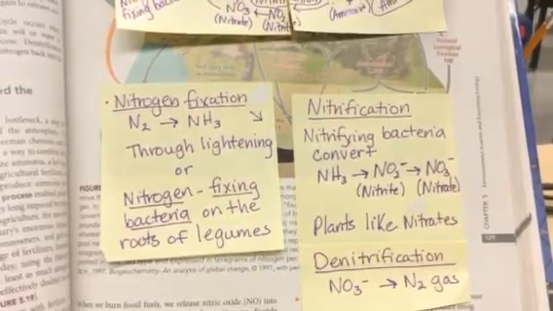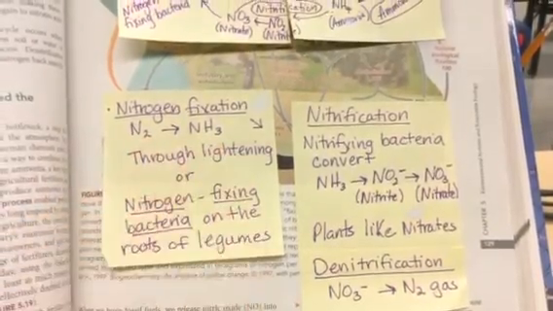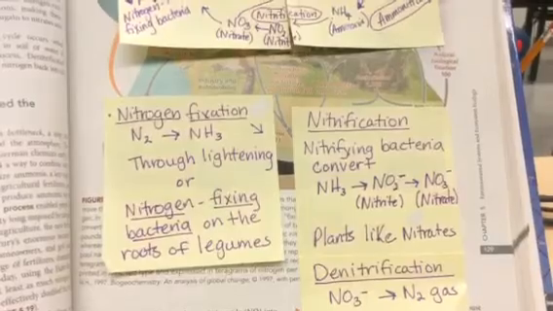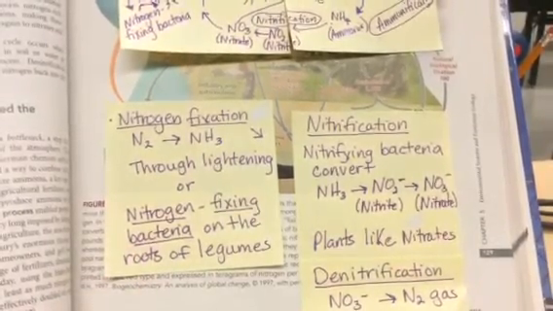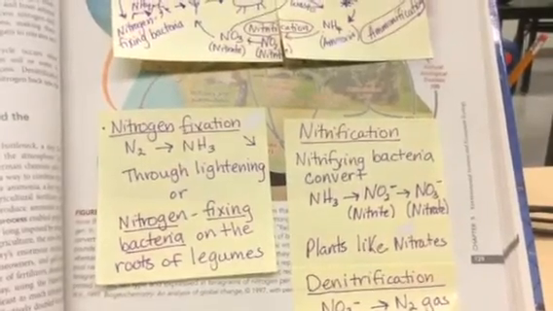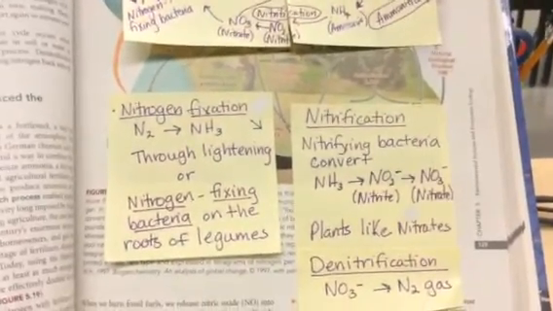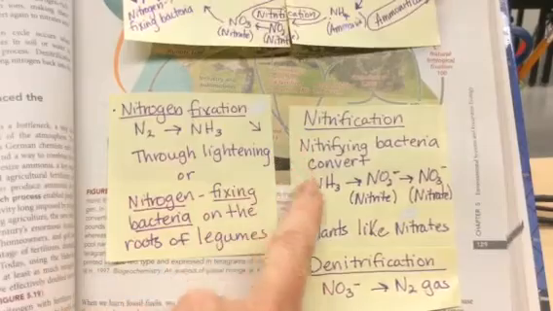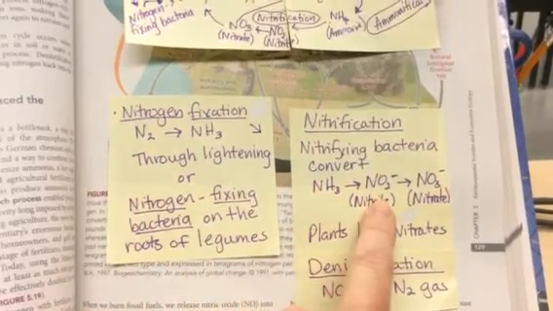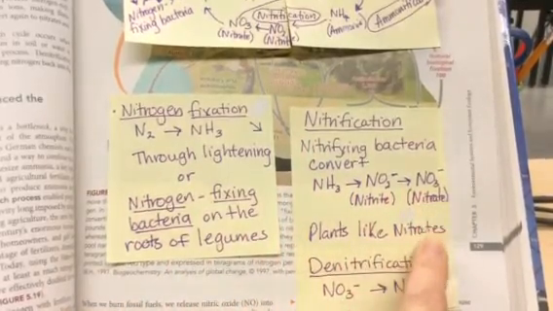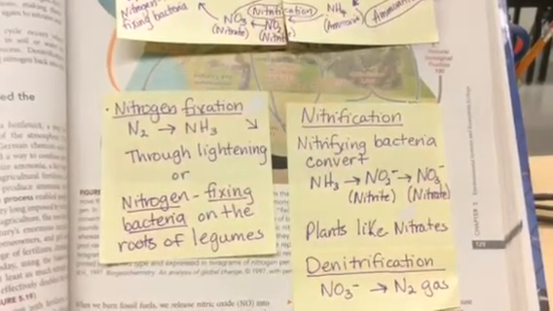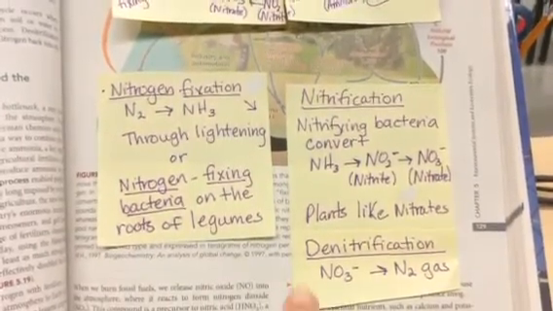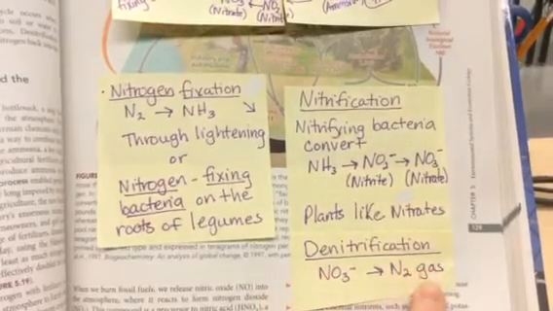So nitrogen fixation, nitrogen gas to ammonia, happens through lightning strikes or mostly through nitrogen-fixing bacteria on the roots of legumes. Nitrification, again, is nitrifying bacteria converting ammonia into nitrites first and then into nitrates. Plants really prefer nitrates. It's a more usable form for plants. And then denitrification takes nitrates back into nitrogen gas.